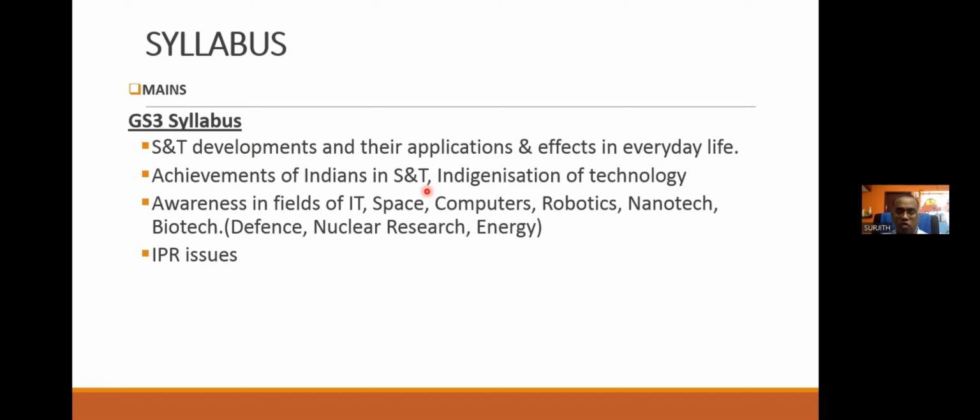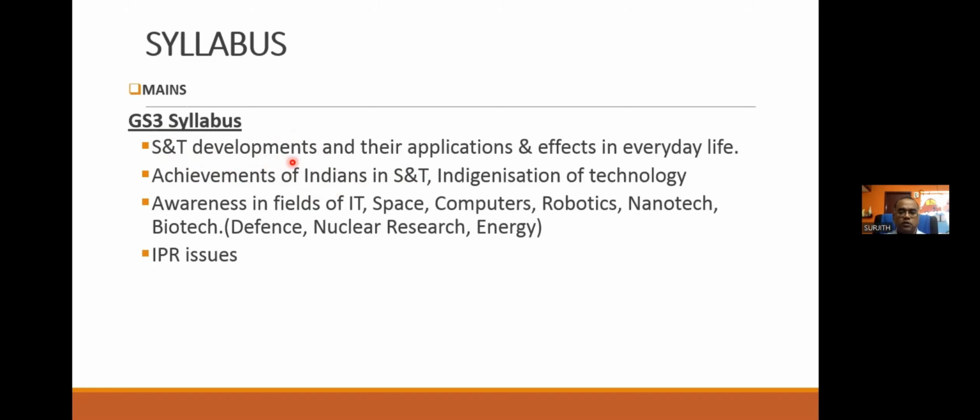So more or less, this achievements of Indians is directly relevant to the words science and technology developments. Whatever significant science and technological development happens in India is going to be an achievement of India or Indians. So this line has nothing but the same meaning as significant Indian science and technology development. That is what this line implies.